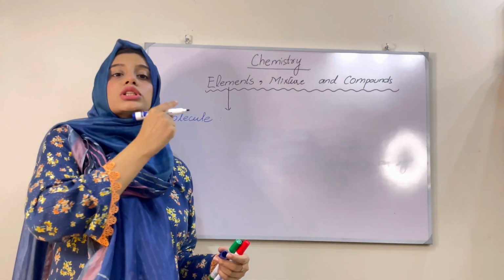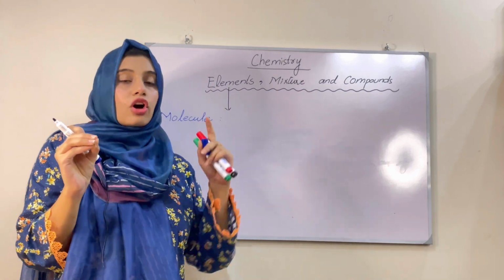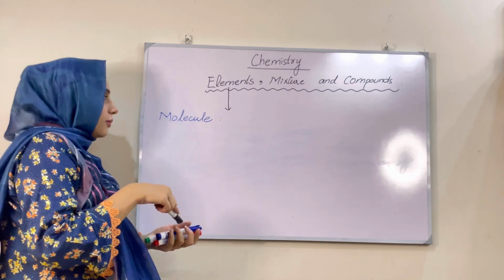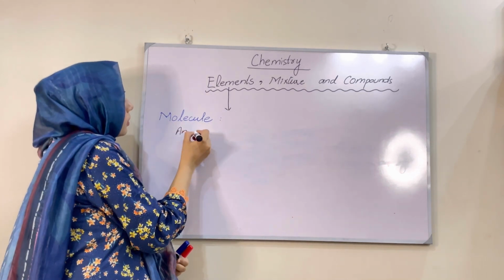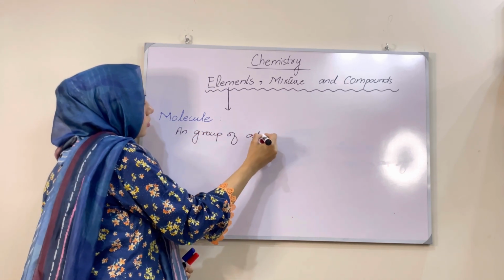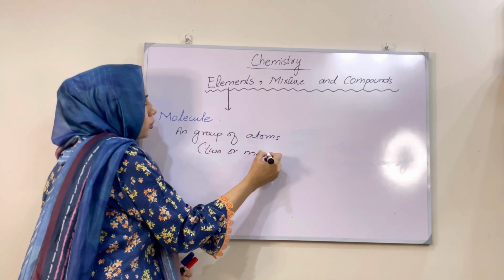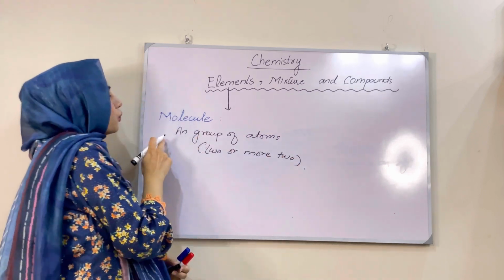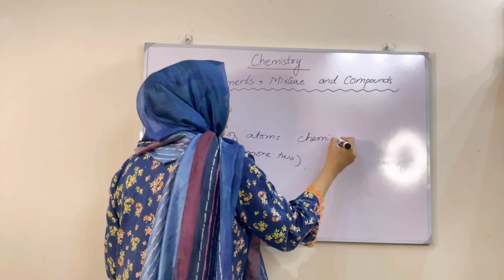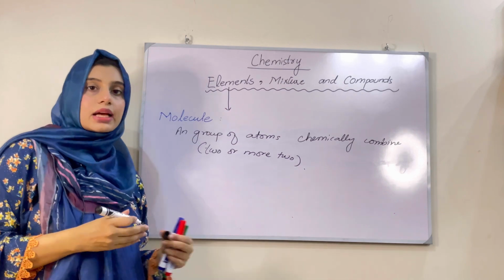Now molecule is also related to atom. Atom was the smallest particle of an element. So the definition of molecule will be: a group of atoms, it can be 2 or more than 2, chemically combined together. This is known as a molecule.